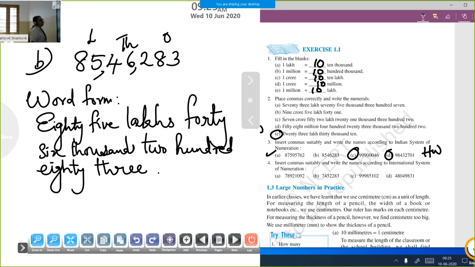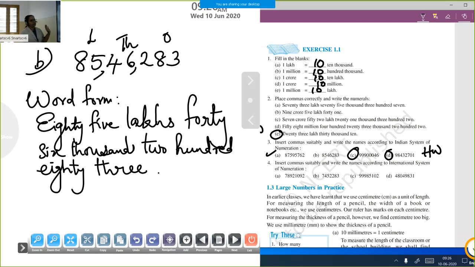Correct, children? Teacher wrote it like that. See the word form. Number name correct or wrong? Teacher wrote 85 lakhs. Okay, correct. 46,000. Okay, correct. 283. Okay, that is the number name for that number. Don't put commas in number name. Word form, don't put any commas.